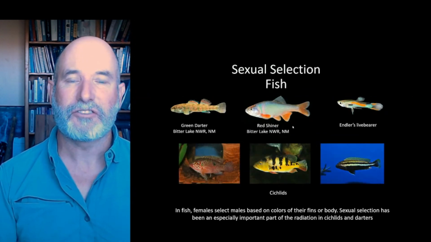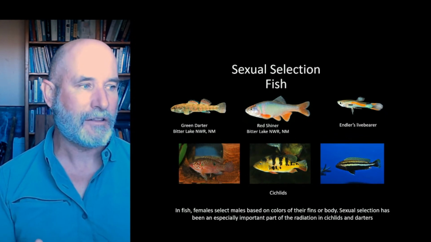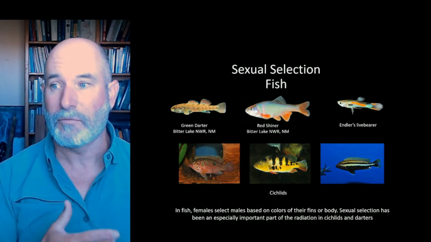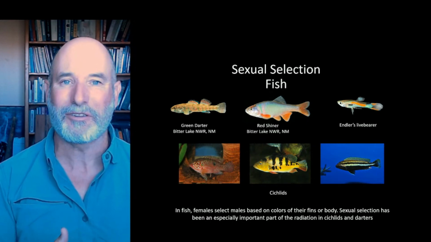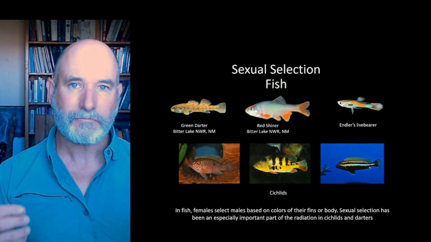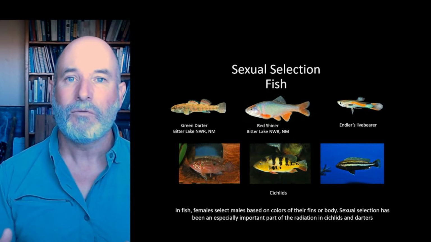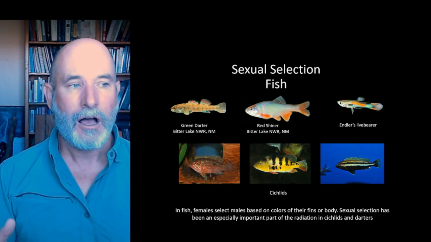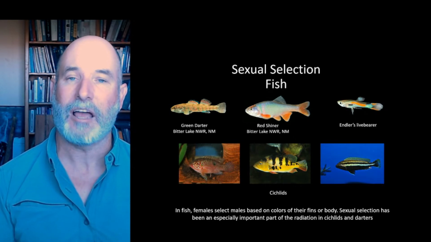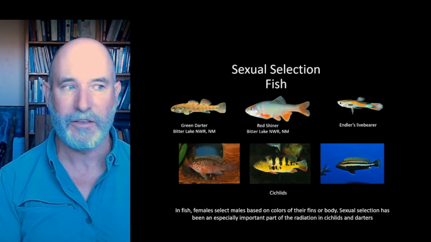We also see sexual selection in fish. On the left side, we've got the green darter, and then going across the top, the red shiner. Oh, that was from Bitter Lake, sorry, but we also have them in the Rio Grande River, and Inler's livebearers. And you can see clearly that when you start seeing colorful fish, those colorful fish patterns are an example of sexual selection, especially if the male is different from the female.